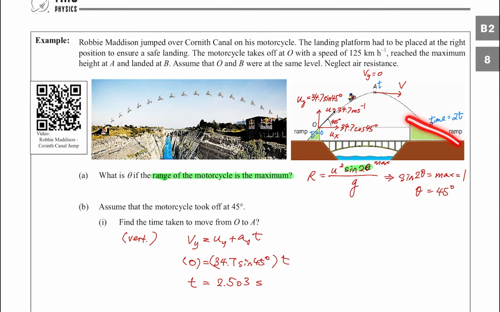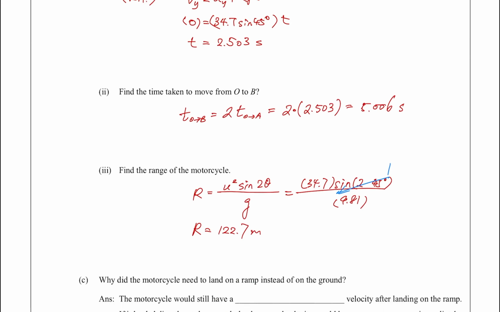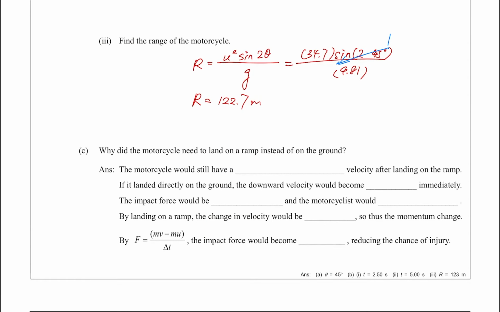Finally, why does the motorcycle need to land on a ramp? There is a ramp here. Why does it need to land on a ramp? Imagine if it is a flat ground. When the motorcycle comes down, it comes down with a downward velocity. And when it hits the ground, which is horizontal, it has to come to a stop. It cannot go further down because the ground is hard. So now, this is not good.